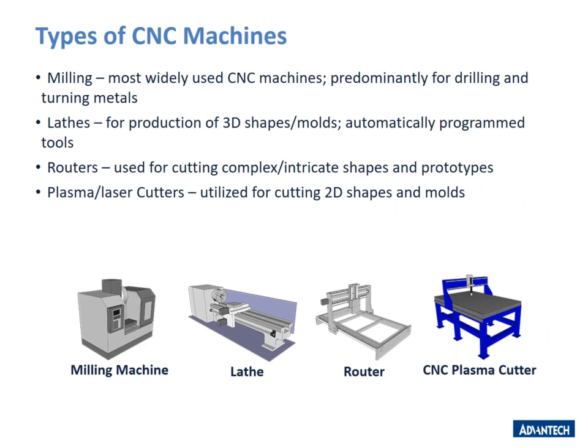Here, we introduce the most representative CNC machines. Milling, the most widely used CNC machines, predominantly for drilling and turning metals. Lathes, for production of 3D shapes or molds. Routers, used for cutting complex or intricate shapes and prototypes. Plasma and laser cutters, utilized for cutting 2D shapes and molds.